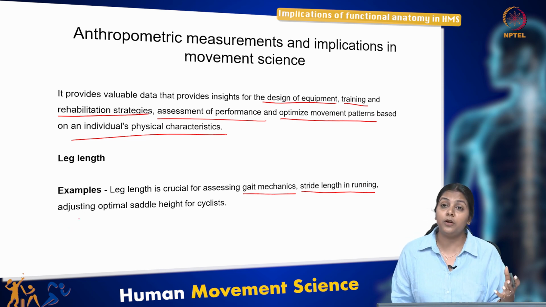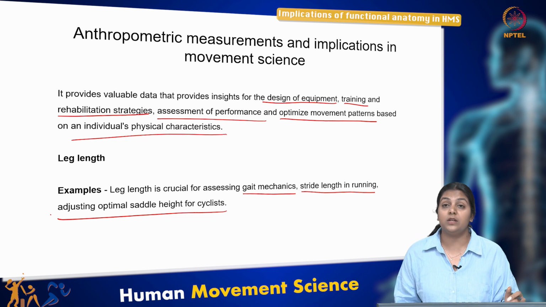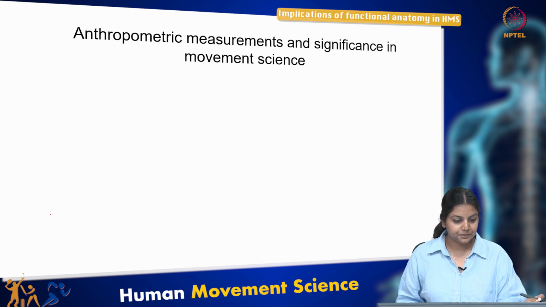This is also important for us to understand to adjust the saddle height for the cyclist. So if you are a cyclist, anthropometry plays a major role over here. So the height of the saddle is adjusted according to your leg length.